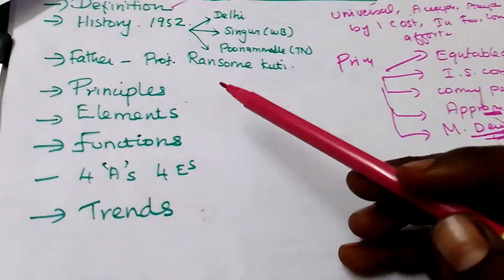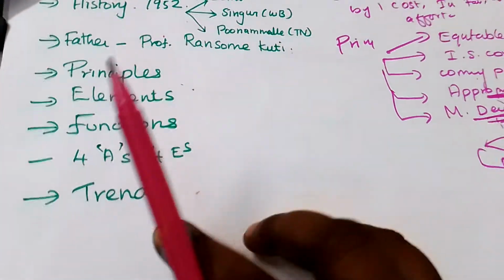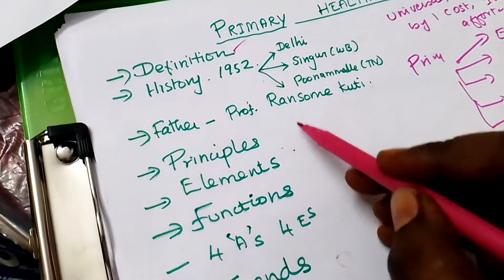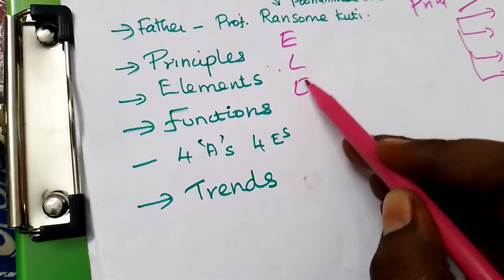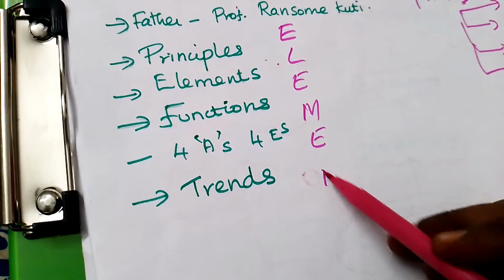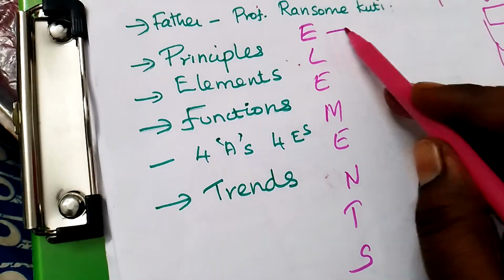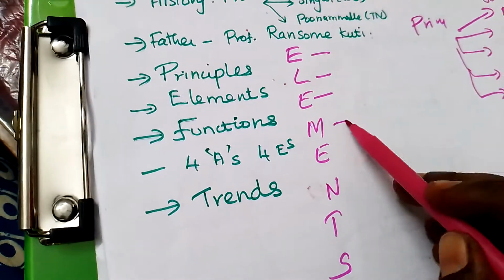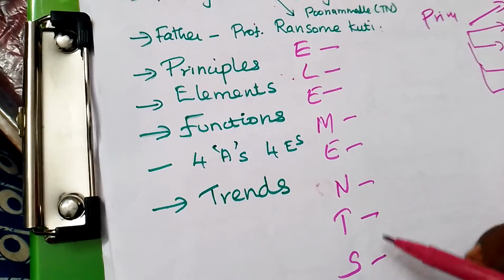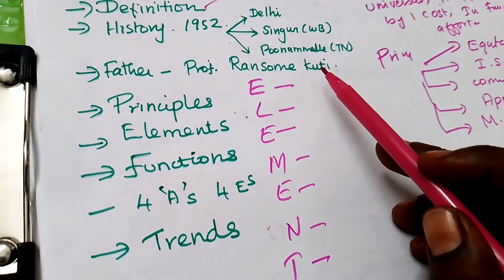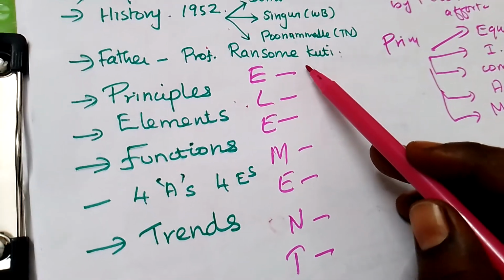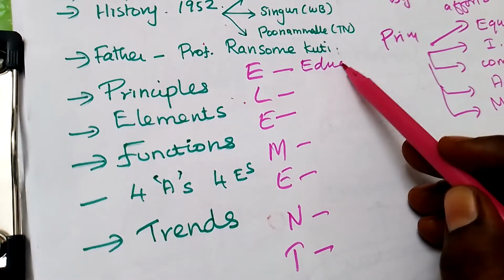Okay, next we can see the elements. Elements, you can write: ELEMENTS. These are all concepts you remember. You need not mug up. This is called concept based learning. In every subject you can develop your own concept. What is E? First one is education.